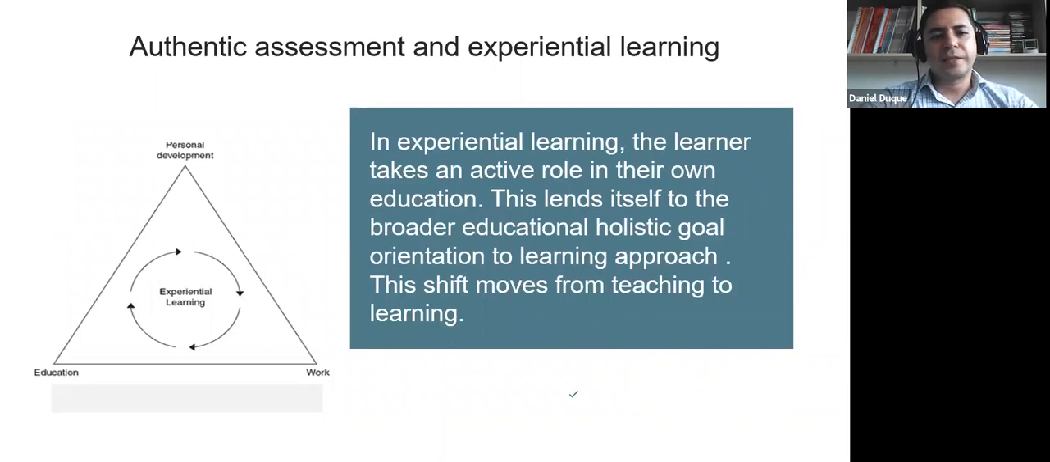So authentic assessment can be seen as part of a larger framework of experiential learning, where learning is aligned with situations students may encounter in real life. In this framework, links between education, work, and personal development are strengthened through learning. So in experiential learning, the learner takes an active role in their own education. This lends itself to the broader educational holistic goal orientation to learning approach. This shift moves from teaching to learning.